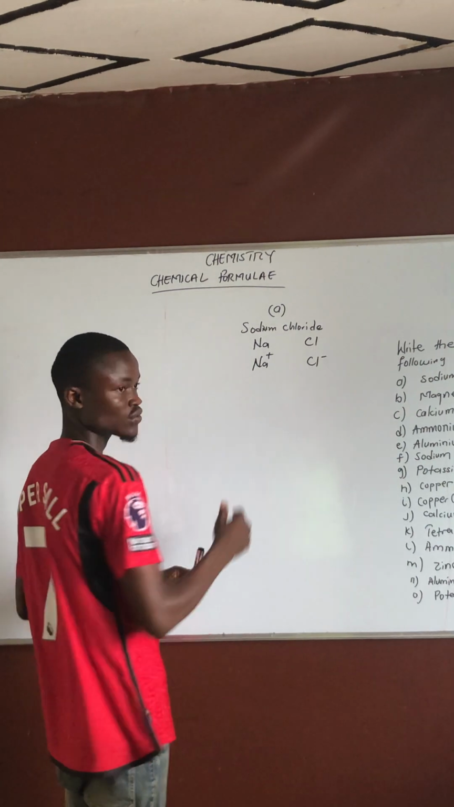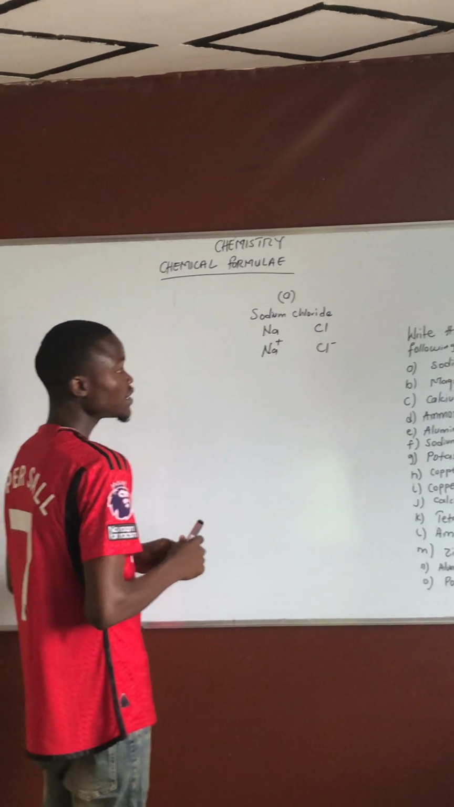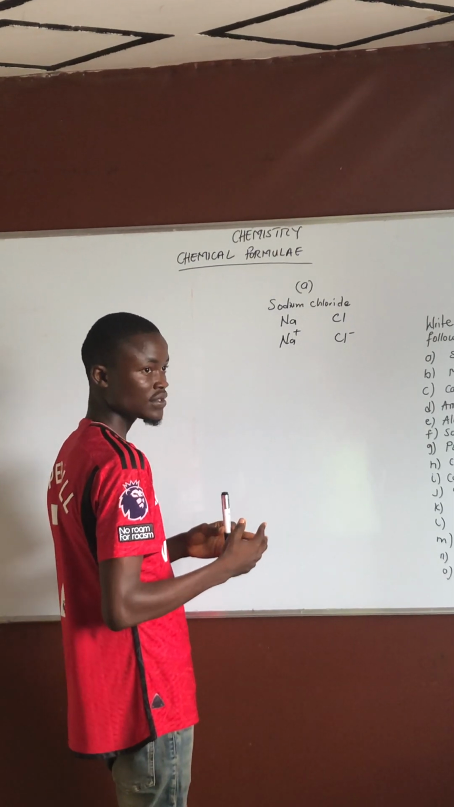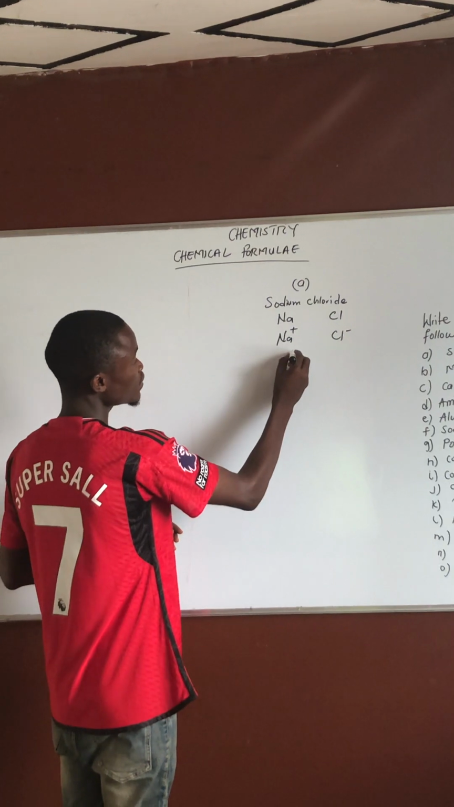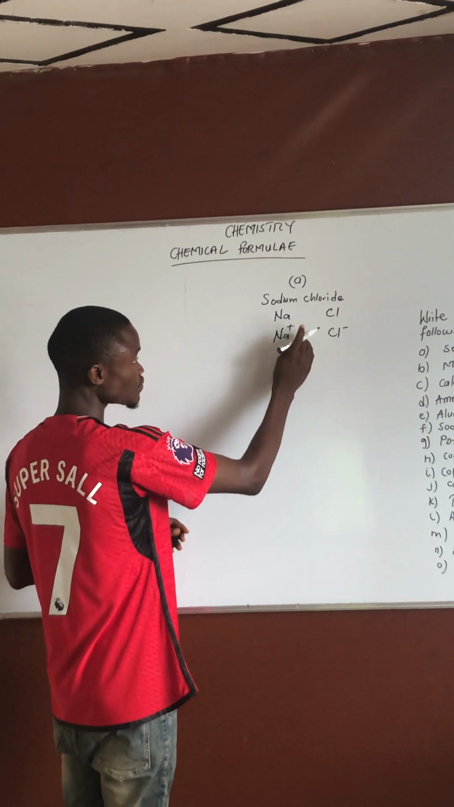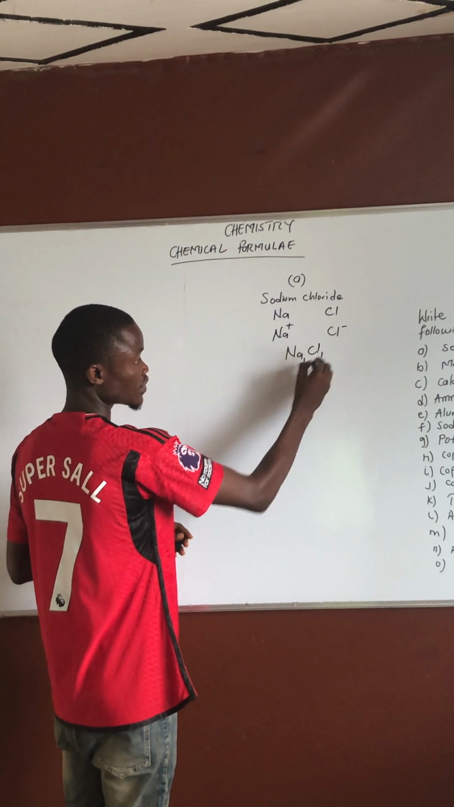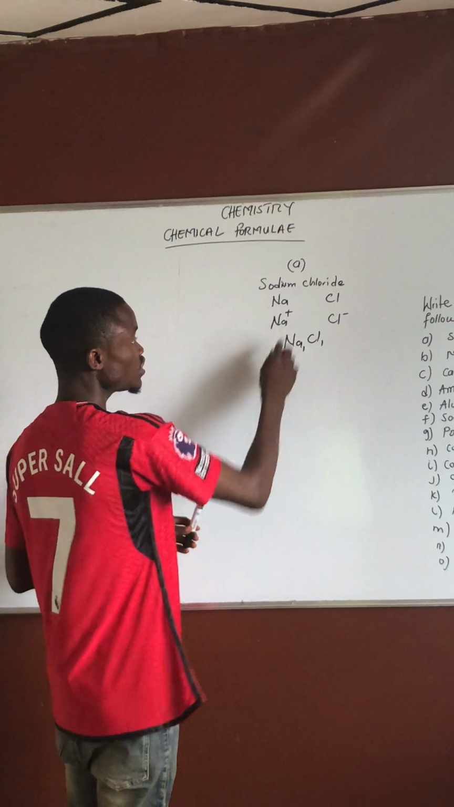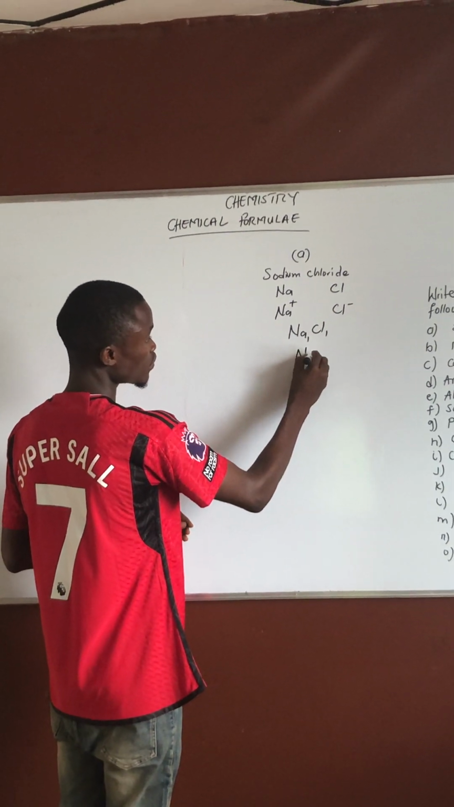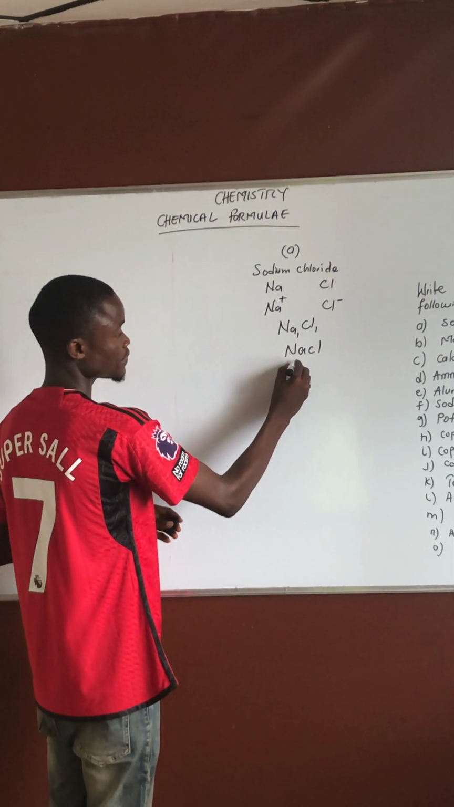So after you have done that, what you need to do here is exchange the valency. Mind you, the valency for chlorine is 1, while for sodium is 1. After you have done that, you need to omit the signs. So the chemical formula for sodium chloride is NaCl.